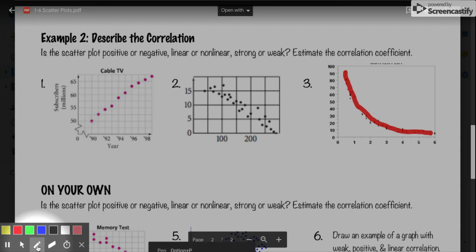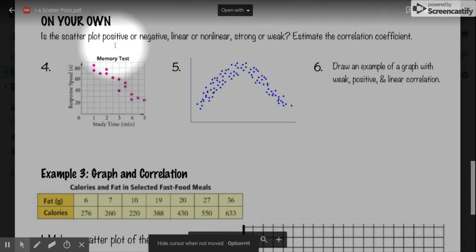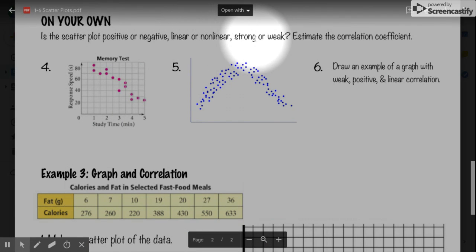So go ahead and pause here and try these next few on your own. Make sure you answer all these questions. So you should have 1, 2, 3, 4 answers for these two, and then this one's a little bit different. So pause here.